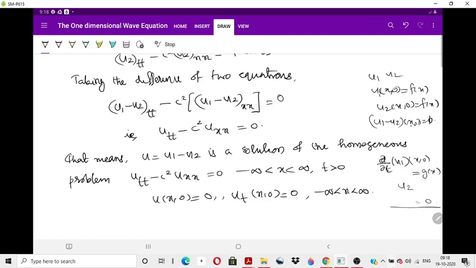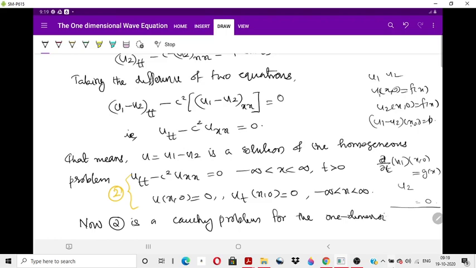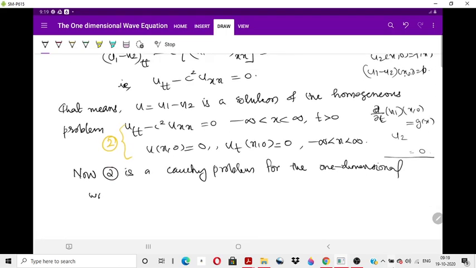Now look at the equation, the Cauchy problem. Look at the homogeneous Cauchy problem, which is given by equation number 2. Now, equation number 2 is a Cauchy problem for the one-dimensional wave equation. And we have already proved a theorem which states that the Cauchy problem for the one-dimensional wave equation is well posed.